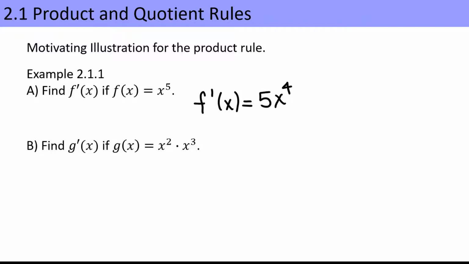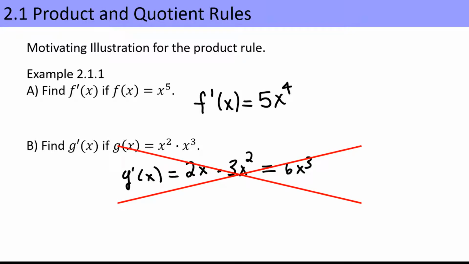Part B. Find g prime of x if g of x equals the product of x squared times x cubed. Let's note that it is a product of two functions, so it seems like we might say g prime of x is the derivative of the first function times the derivative of the second function. Well, that's 6x cubed. And let's observe that it is clearly different from the first derivative we obtained. We know that this is wrong.